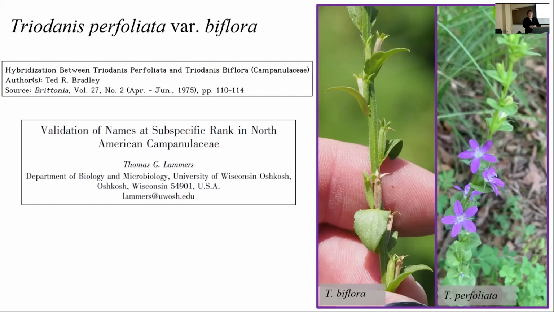And then Lammers followed this up in 2006 and kind of revisited the study to clean up some of the species names in Campanulaceae since it is so huge. And he agreed with what Bradley had seen here, but changed Biflora to a subspecies of Foliata. So I understand why they did this. Biflora's range is almost completely encompassed within Foliata's range, so almost everywhere Biflora occurs you have the potential to find Perfoliata. And it is also well known throughout the literature that these species, along with other species of Triodanis, hybridize readily, and they do it quite often.